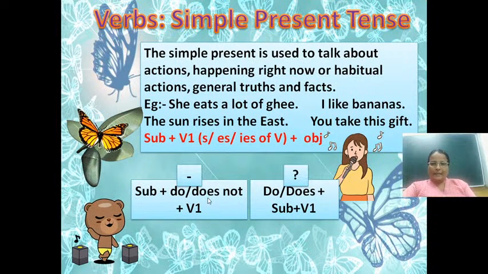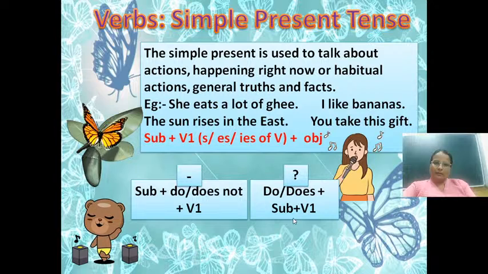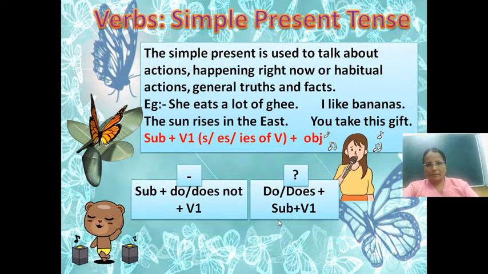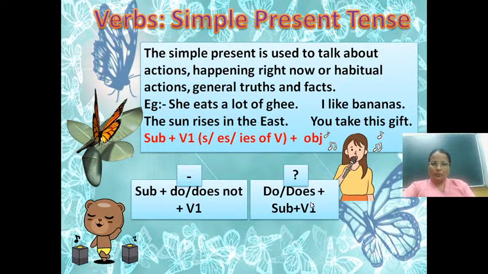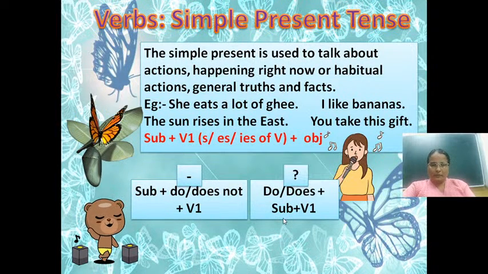So to form negative sentences in simple present tense, we should follow subject plus do or does not, according to the subject, plus V1, then object, okay? And to form questions in simple present tense, we have to follow the particular format, which is do or does plus subject plus V1 plus object, right? V1 means first form of the verb or the base form. Subject means the doer of the action.